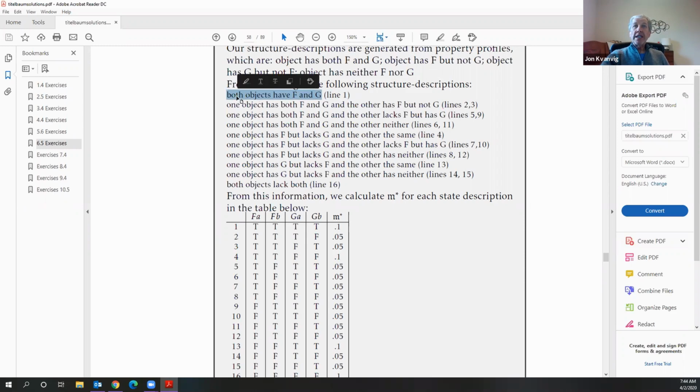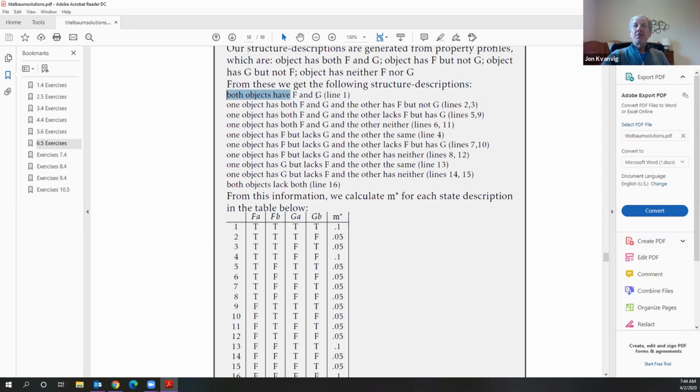The description is a structure description. And notice there are 10 structure descriptions: 1, 2, 3, 4, 5, 6, 7, 8, 9, 10. For 4 out of these 10 structure descriptions, there's only one way for them to turn out to be true, because the structure description says both objects are the same in a certain respect.